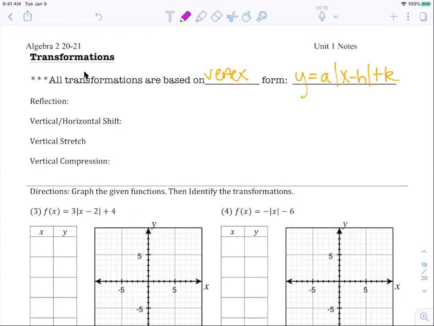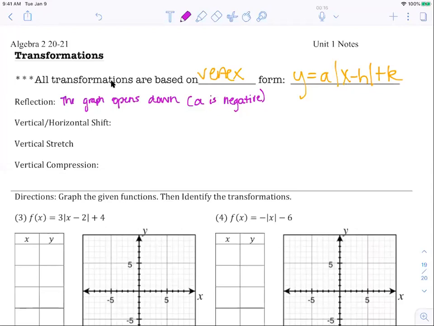Now, the first one we're going to talk about is a reflection. And this is when the graph opens down. So whenever you have your absolute value, if the ends of the graph are pointed down, that's one way to tell that it has a reflection. The other way to tell is to simply look at the a value. And the a value is just the number that shows up right in front of the absolute value symbol.